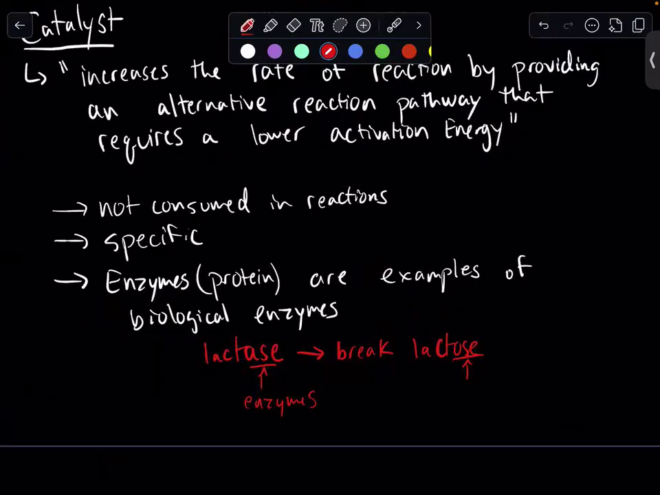Anyways, these are all the different ways you can affect rate.